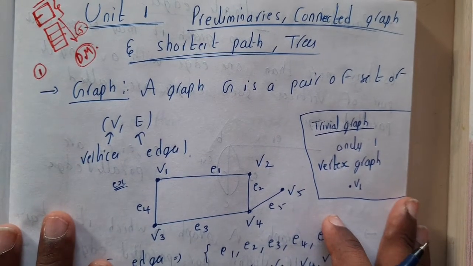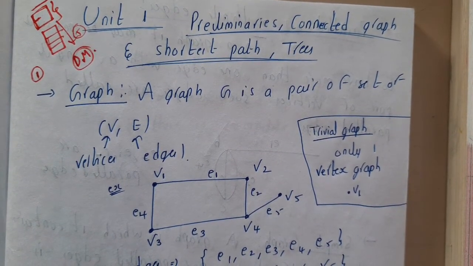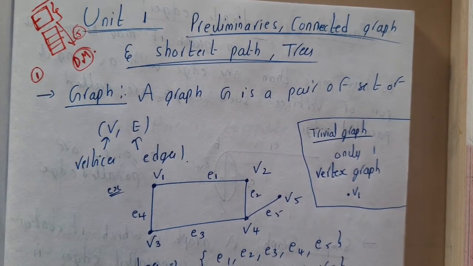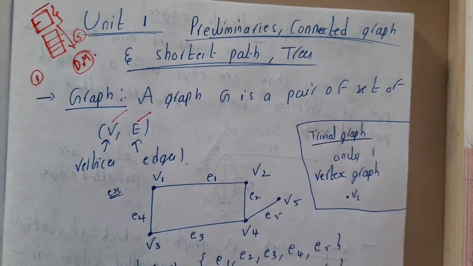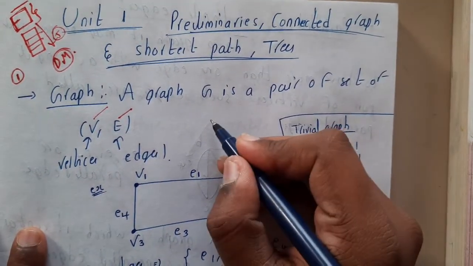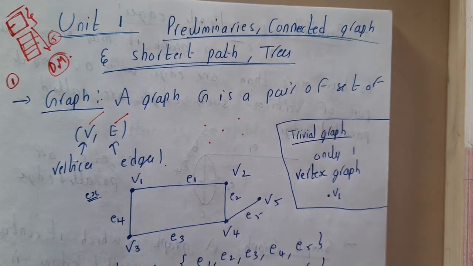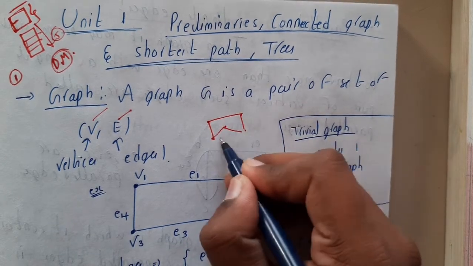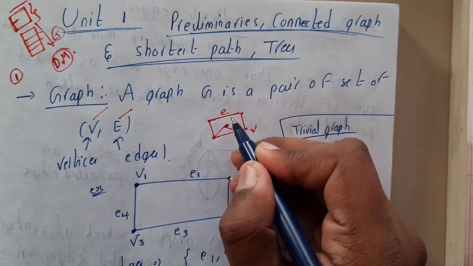So basically, when I say the subject name is graph theory, the first question that comes to your mind is: what is a graph, first of all? A graph is nothing but a set or a collection of vertices and edges, like a pair. Whatever dots we keep, these dots are nothing but the vertices, guys, and the things which are connecting these dots are nothing but the edges.